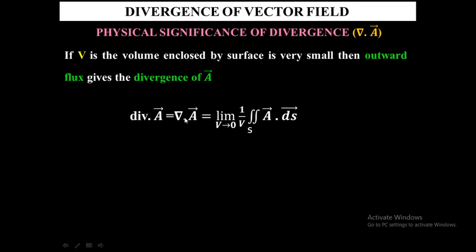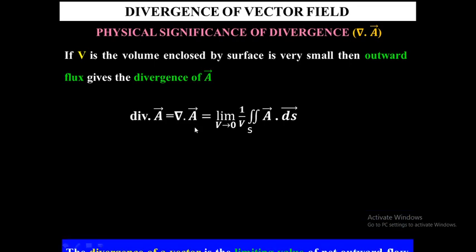The divergence of vector field A, that is del dot A vector, is nothing but the limiting value, because we are imposing the condition that the volume is very small, so the limit as volume tends to 0. The volume is not exactly 0, it is tending towards 0. So the limit of 1 by V times the surface integral of A dot ds is nothing but the divergence of A. This is the physical significance of divergence of A.